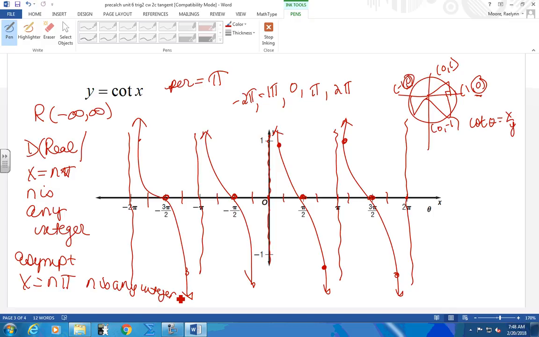We don't do a whole lot with these guys. Our basic focus is usually the sine and the cosine curve, but we do throw some of these at you because of their domain restrictions. Questions so far?